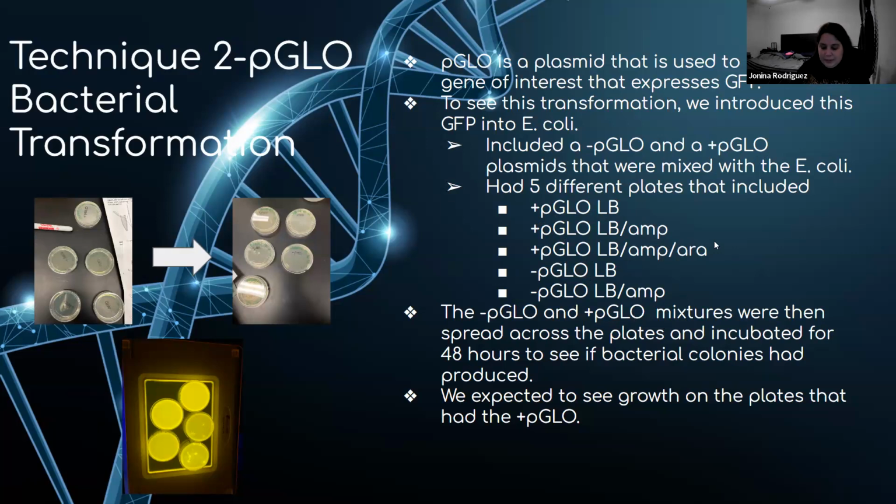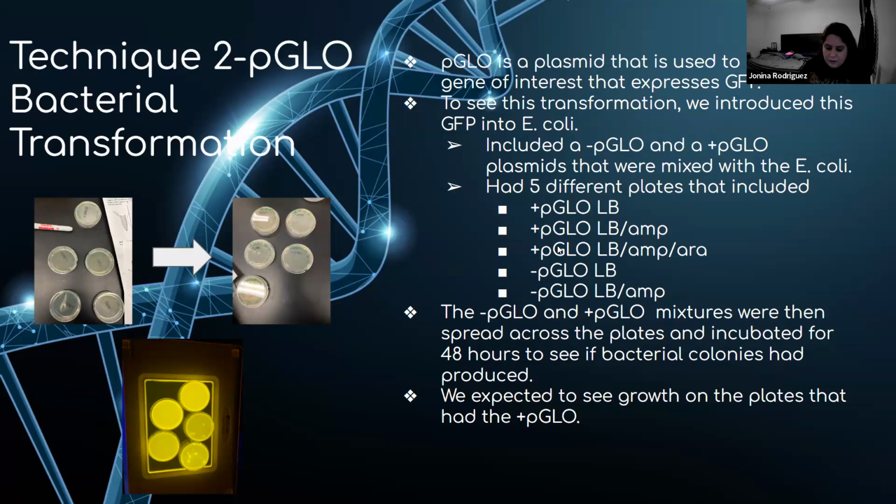Amp is short for ampicillin, which is an antibiotic that selects for the bacteria that have the plasmid in it, to help see the GFP, to help see the bacterial colonies that we're going to be looking for in this experiment.